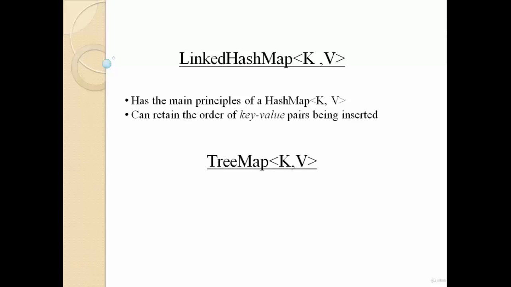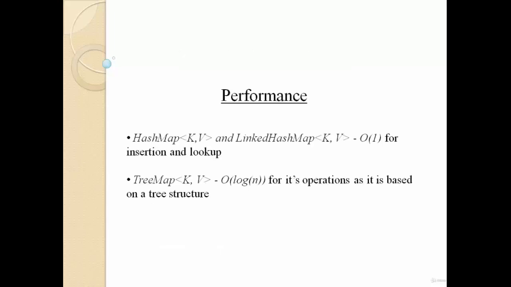A TreeMap is a complete implementation of the map interface that also offers sorting functionality. The sorting is done on the keys of the collection using the natural ordering of the keys or a comparator. In terms of performance, HashMap and LinkedHashMap have O(1) for insertion and lookup, whereas TreeMap has O(log n) for its operations, as it is based on a tree structure behind the scenes.